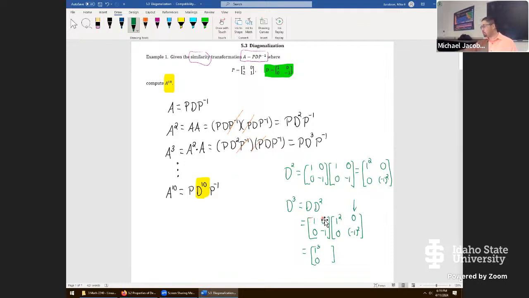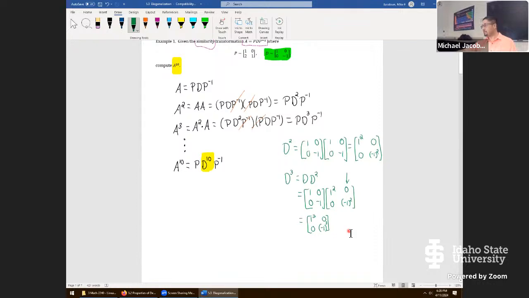We have 1 times 0 for 0, then 0 times the negative 1 squared, still 0, for a total of 0. Then it's going to be 0 times 0, negative 1 times negative 1 squared for negative 1 cubed. And this really does look like a pattern.